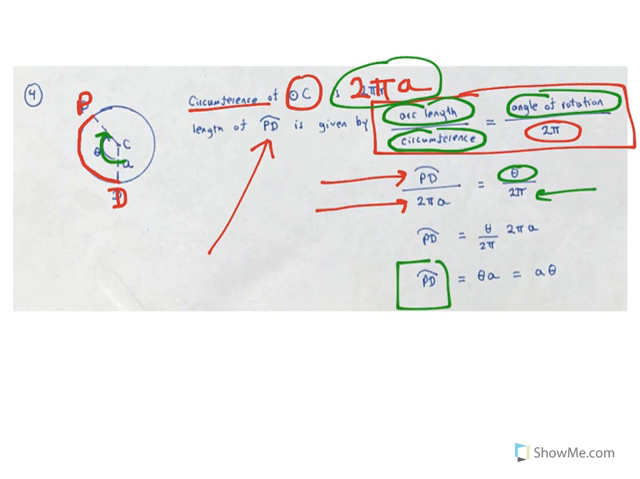And when you do that, you get that the length of arc PD is simply equal to the angle of rotation that gives us the arc, multiplied by the radius of the circle. So the length of the arc PD is the angle of rotation that gives us the arc multiplied by the radius of the circle.